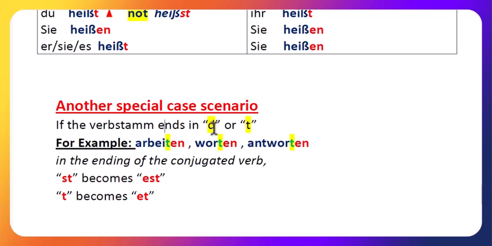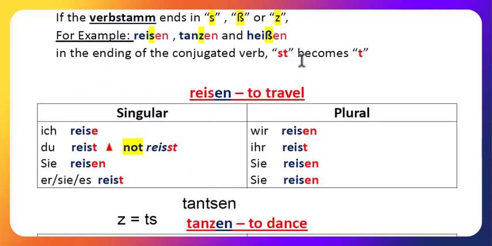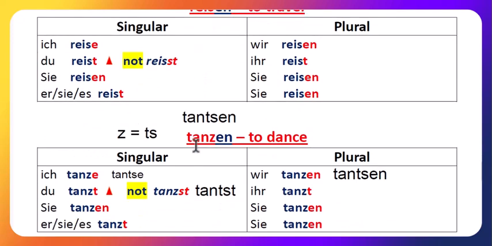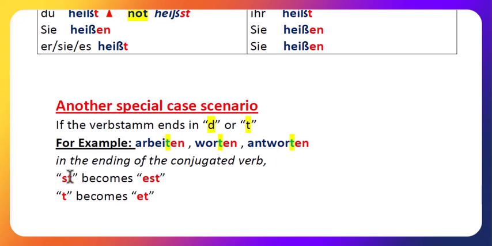If the verb stem ends with D or T, we know the ending is T. I've put it in yellow so that you know the difference. The first one, du arbeitest, we know it is arbeitest and not arbeitst, and er arbeitet, so be very careful.